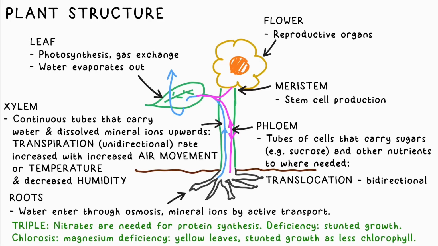Just for triple real quick, the lack of nitrate ions means the plant can't synthesize proteins effectively, and that stunts growth.